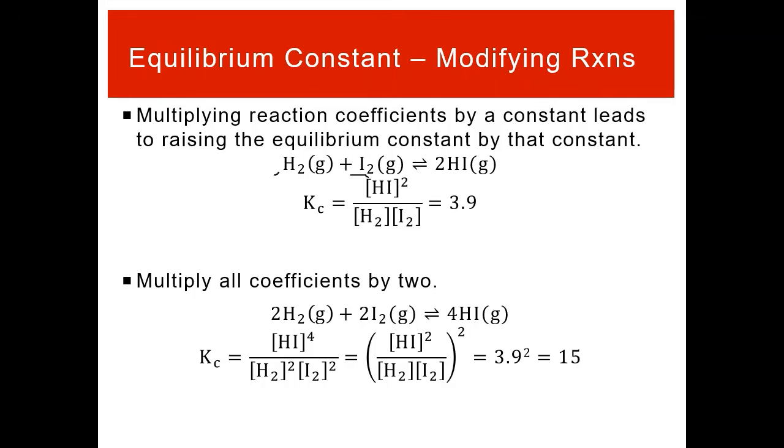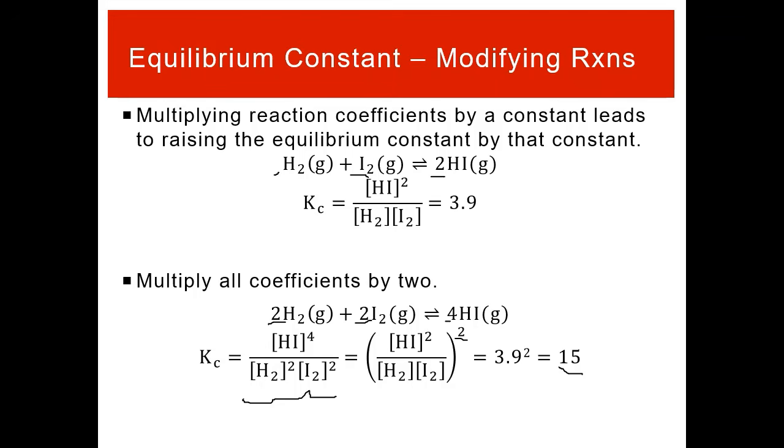H2, 1 I2 gives me 2 HI. We could multiply all those coefficients by 2. It would still be the same ratio, 2 to 4 is the same description. So you take your coefficients, and if we think about actually constructing the equilibrium constant, you can see they've all been doubled, and so 2 to 4. And what that functionally does is you've squared the equilibrium constant. So the value is squared as well.